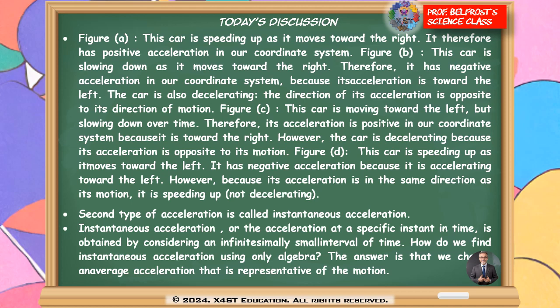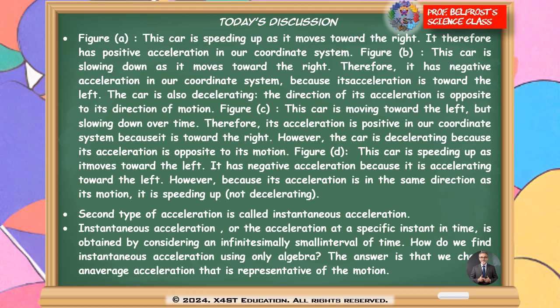Okay, done. The second type of acceleration is called instantaneous acceleration. I need to speed up for this discussion, so let me explain. Instantaneous acceleration, the acceleration at a specific instant in time, is obtained by considering an infinitesimally small interval of time.